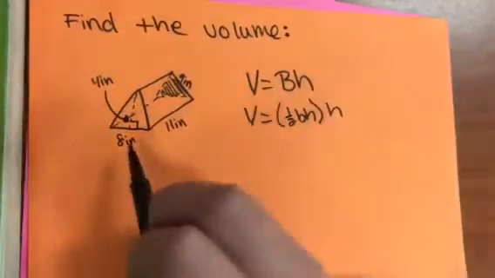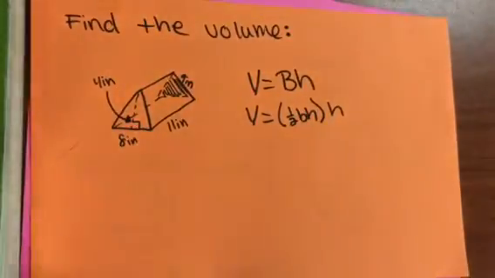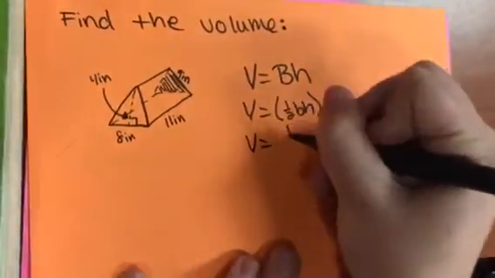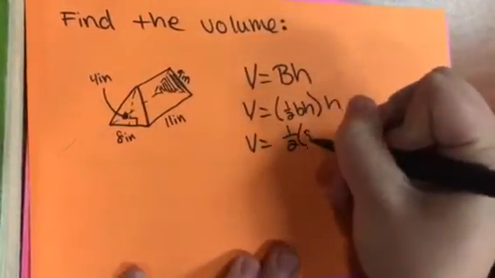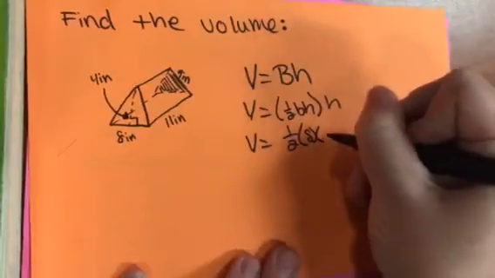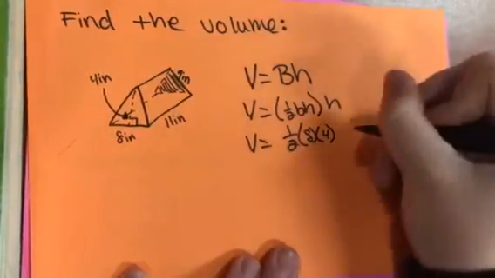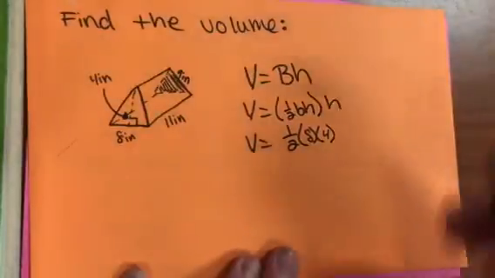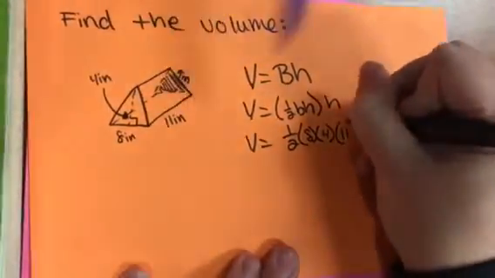Yes, and I tell mine that too. You're usually going to see that right angle symbol. It's going to be the ones that form the right angle. So it's going to be half times 4 times 8. The base was 8 and 4. And then the height of the prism, the one that's not touching the base, is your 11.